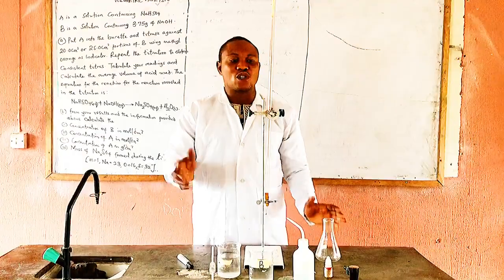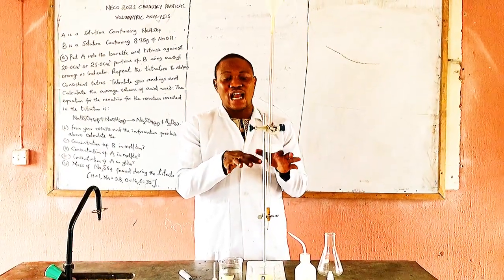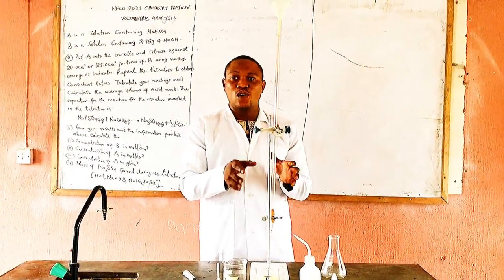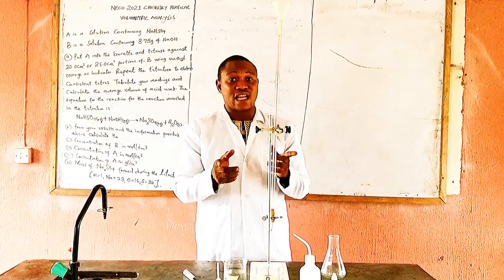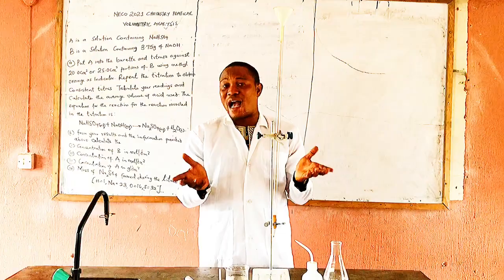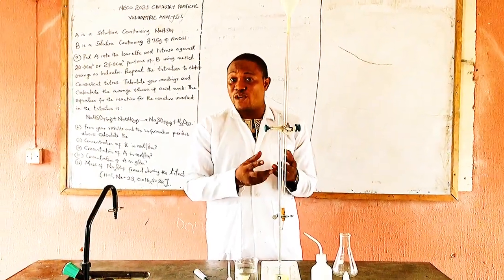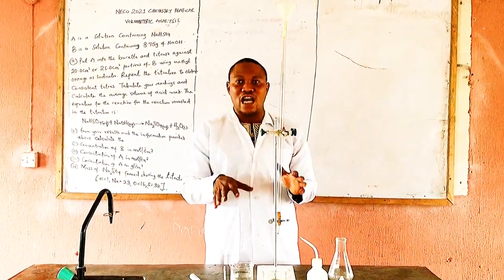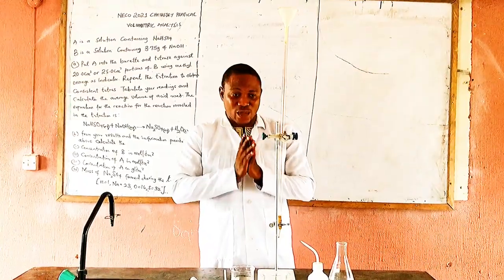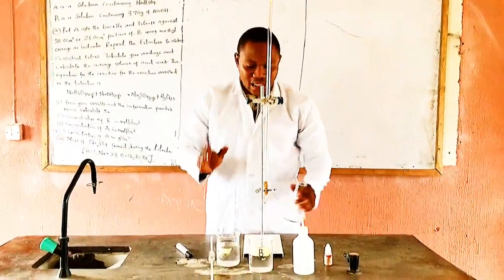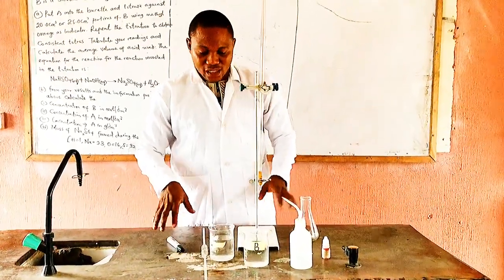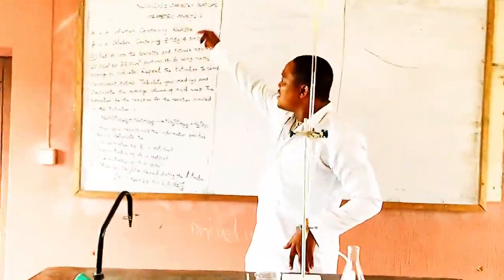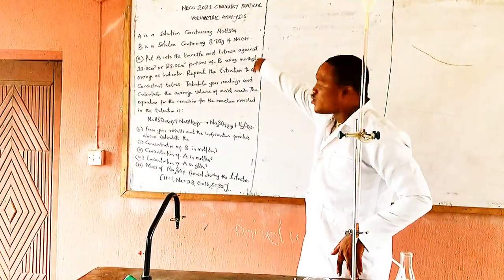We are doing all this because when you wash your glassware, your apparatus, with water, you still have some droplets of water in those apparatus, and it will affect our readings. Thereby, it might make our average titer wrong. So we wash with the solution it will hold to ensure that we have an accurate result. I've done that already. Please don't forget to do that. Now the question says we should put A into the burette.